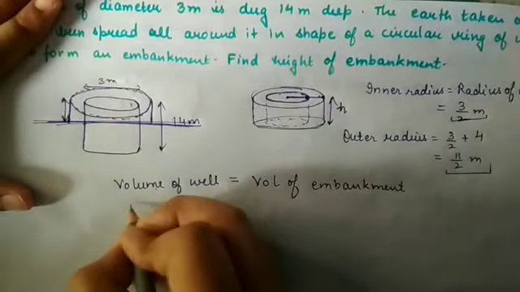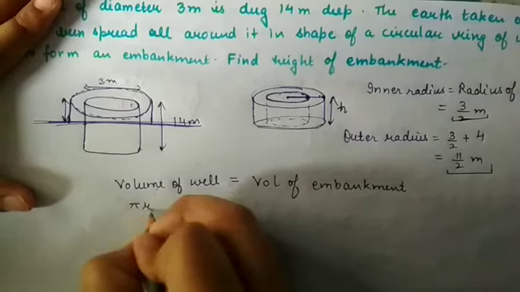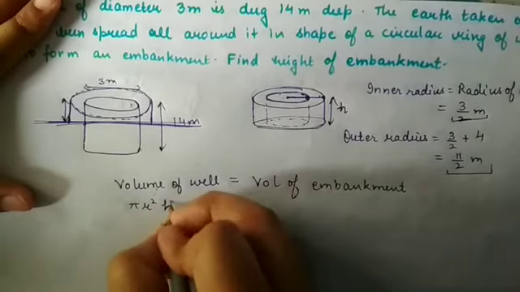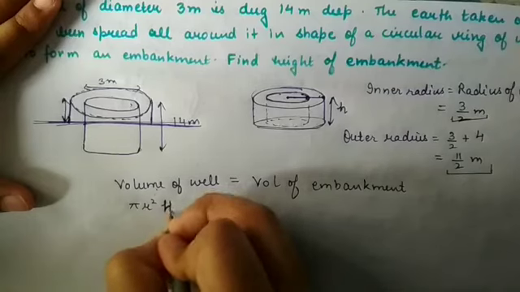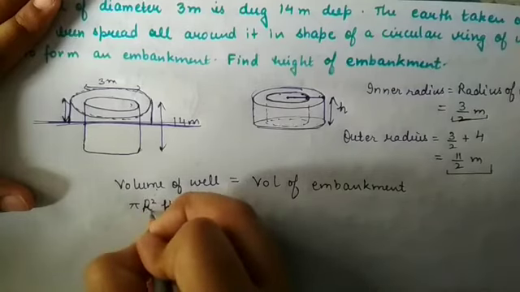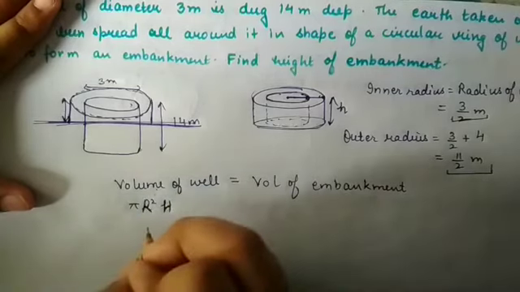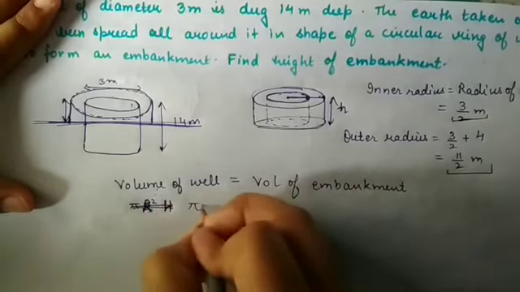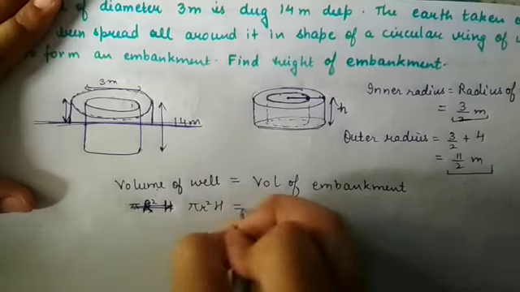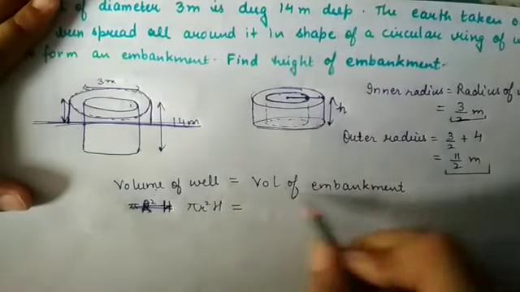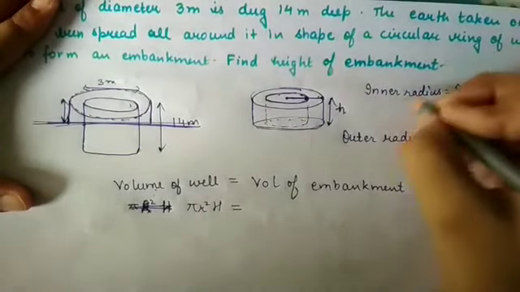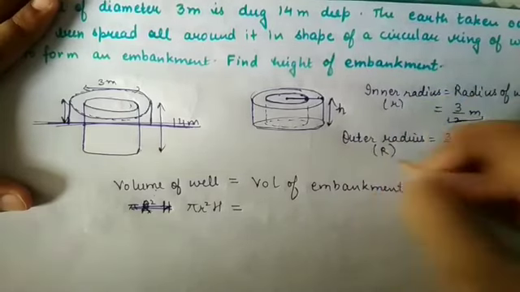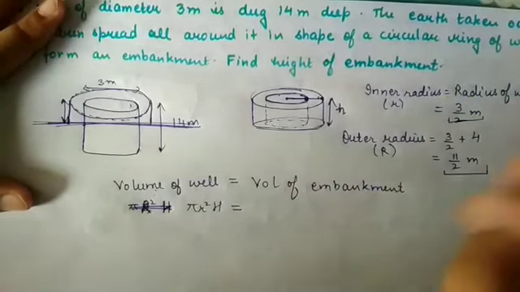Volume of well will be given by pi r square h. Now suppose height of well be capital H and radius is capital R, or let the radius be small r only. So you have pi r square h. This is equal to volume of embankment. Here you mention inner radius is small r and outer radius is capital R. So it would be easy for you.